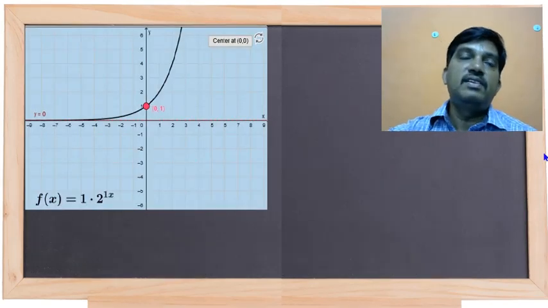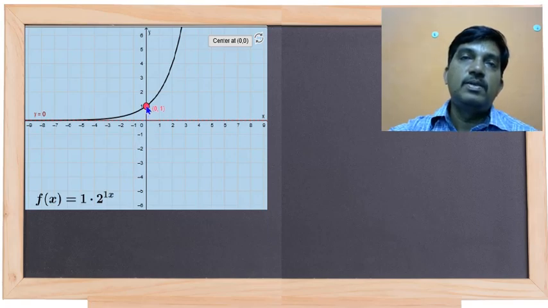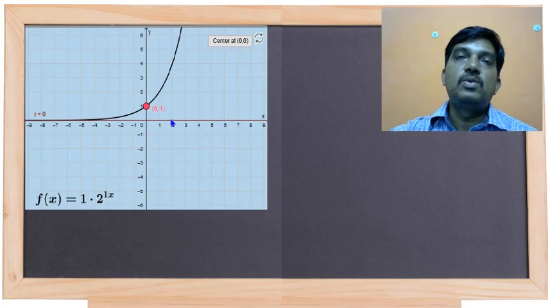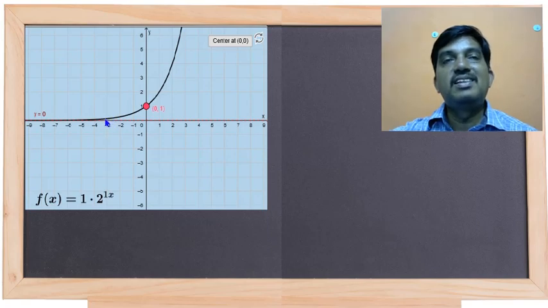Now the graph of the function. I have taken the graph of the function f of x equal to 2 to the power x. What is 2 to the power 0? 2 to the power 0 is 1, and it passes through the point (0, 1). What is 2 to the power 1? 2 to the power 1 is equal to 2. This is one point. What is 2 to the power 2? 4. What is 2 to the power 3? 8. And what is 2 to the power minus 1? 1 by 2. What is 2 to the power minus 2? 1 by 4. What is 2 to the power minus 3? 1 by 8. And like this, the value of the function becomes smaller and smaller, but it never becomes 0. It is approaching 0, but never becomes 0.